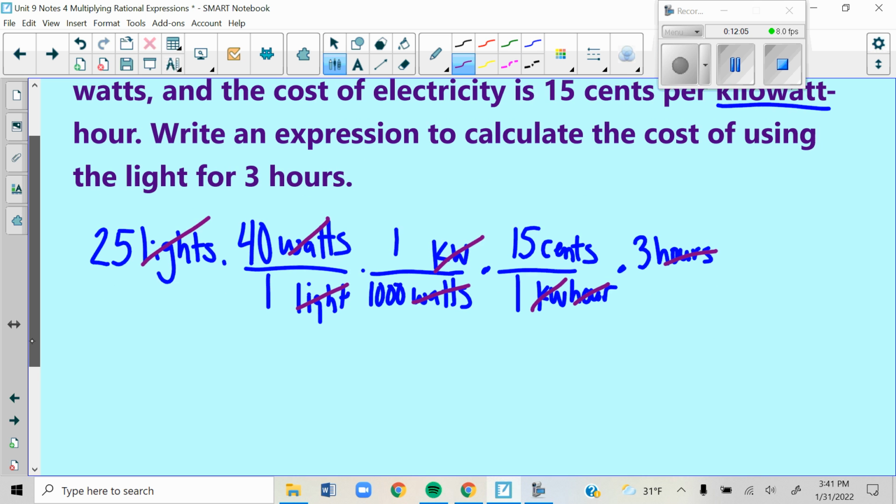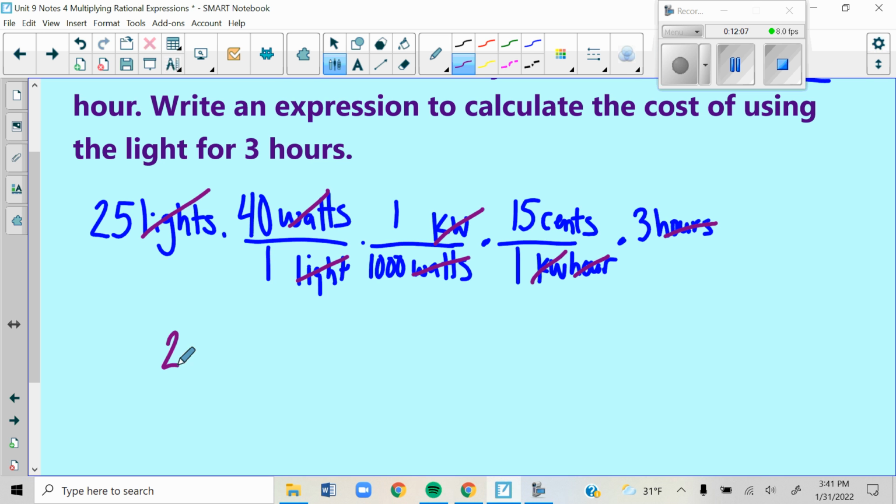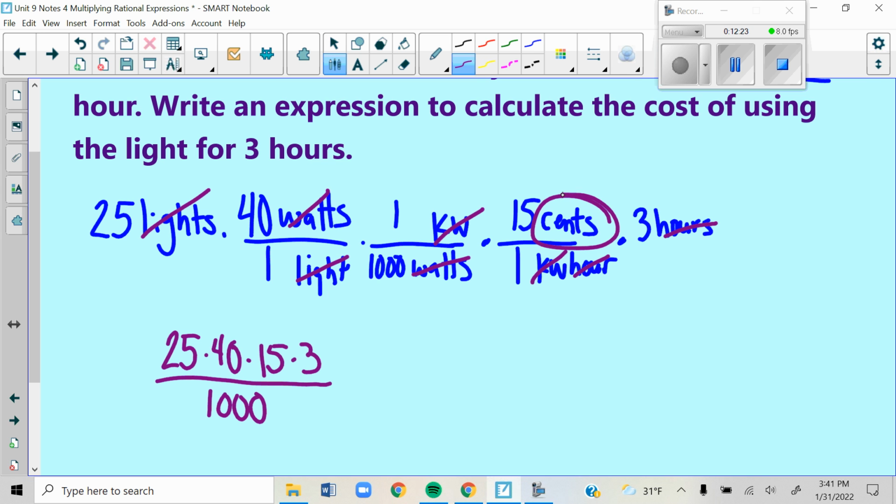So now we go ahead and look at our numbers. 25 times 40, and then times 1, but I don't really need to write that. Times 15 times 3 are my numerators, and my denominator is 1,000. And notice the only label that I have left is cents, which is perfect because it says write an expression to calculate the cost. So we want our answer to be in money. All right, so go ahead and type this in your calculator. If you're going to do it all in one, you're going to want to put that numerator in parentheses.